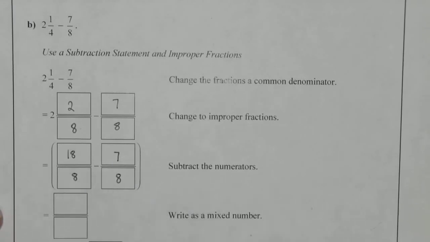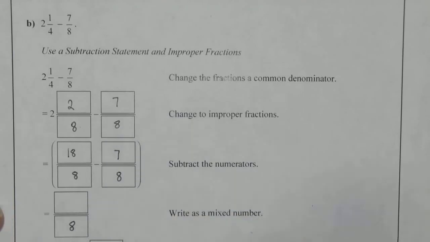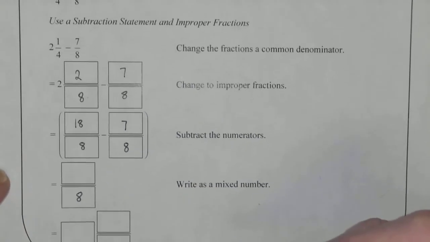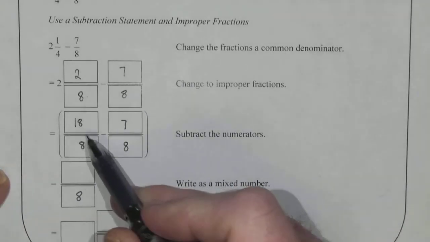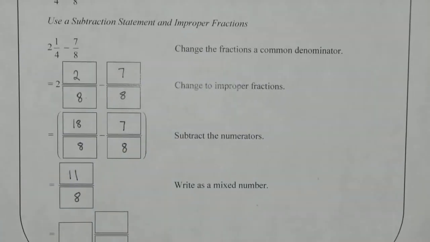We have a common denominator. The first number is bigger than the second number, so we're good to do the subtraction. And in this case, we're going to keep the denominator the same as we normally do when subtracting. And 18 minus 7 gives us 11. So our answer is 11/8.